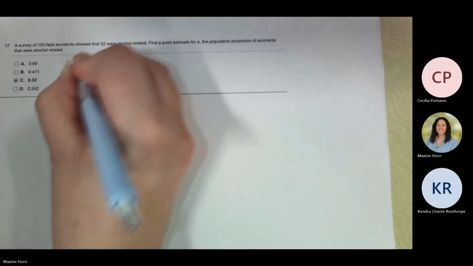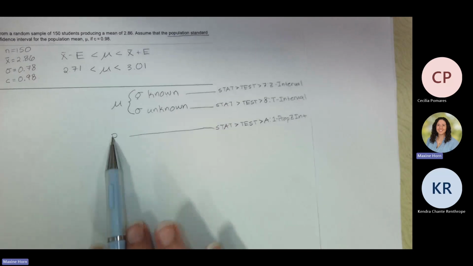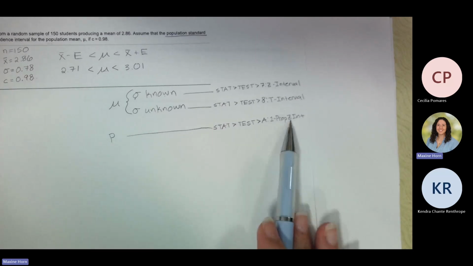All right, a survey of 100 fatal accidents showed that 32 were alcohol related. Find a point estimate for p, the population proportion of accidents that were alcohol related. Okay, so now we're finally getting into the proportion problems, which I'm going to remind you here. When we're doing these, if we're trying to find a confidence interval, we're going to use 1-PropZInt. Okay, but it's not actually asking us for a confidence interval for the population proportion. It just wants us to find the point estimate.